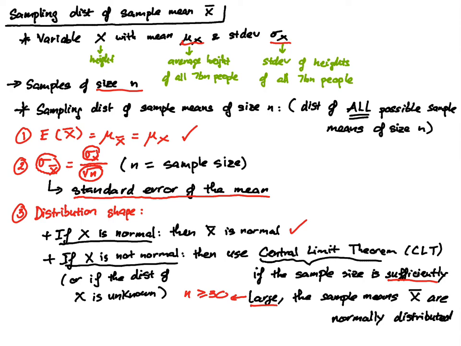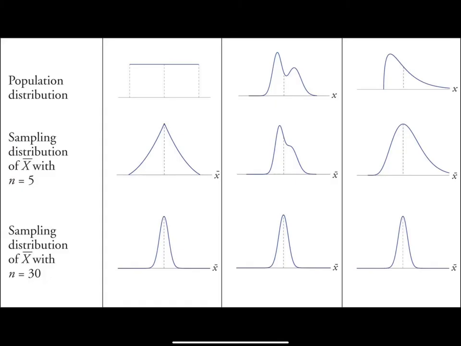Now, I think the best way to understand the central limit theorem is to look at this figure. So in this figure, on the first row, we have 3 random distributions. Think of them as the distributions of the original variable x. The first distribution here looks like a uniform distribution, right? The second and third distributions don't look like things we've seen before in the course.